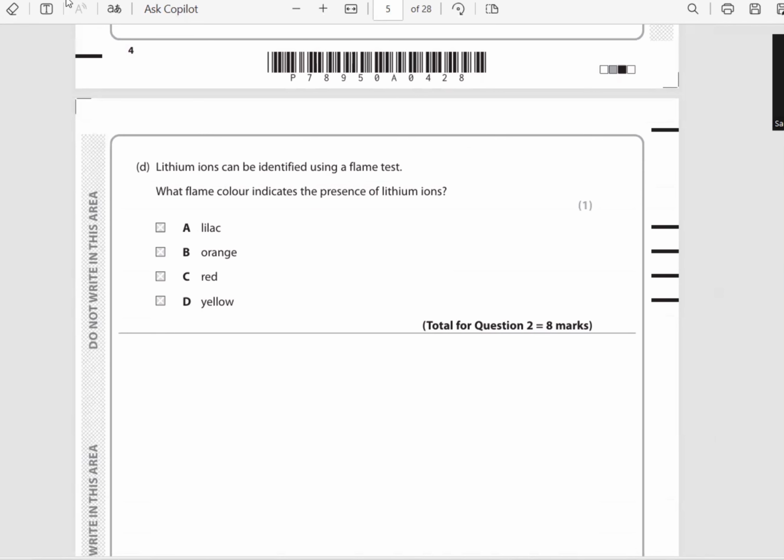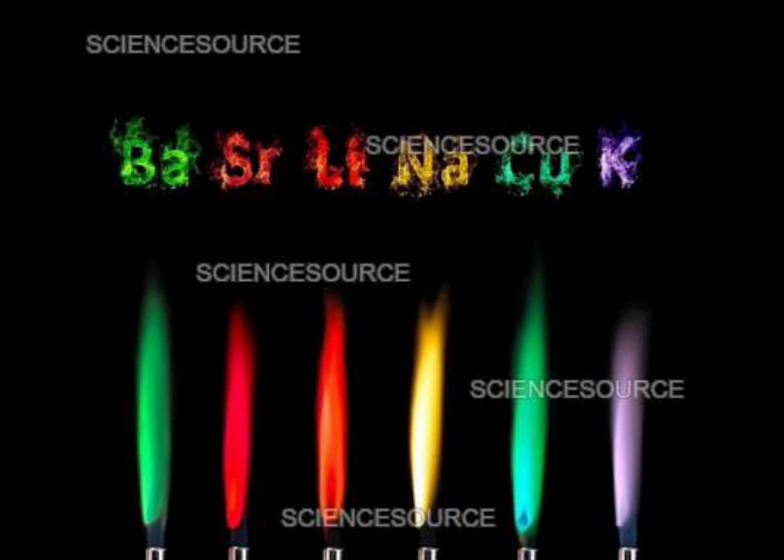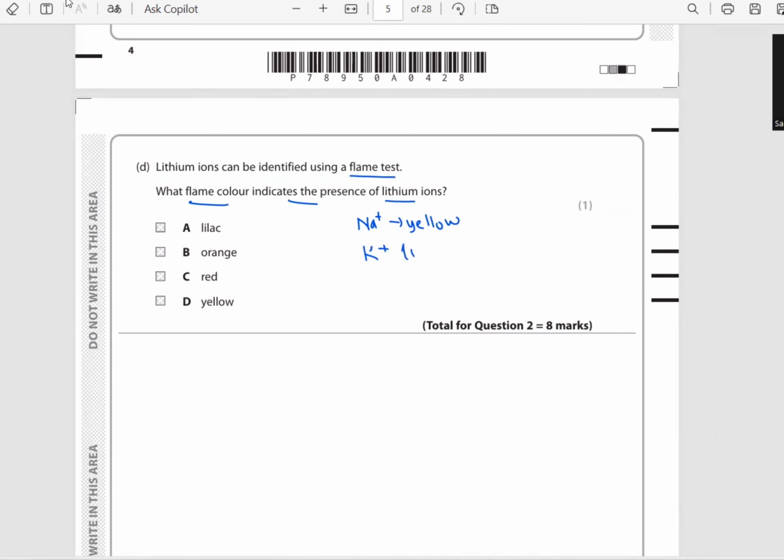Lithium can be identified by using a flame test. What flame color indicates the presence of lithium ions? Let's revise a few ions. Sodium ion, it gives yellow color. Potassium ion, lilac. Lithium, red. Copper, blue-green flame. Calcium, orange-red. So here you can easily choose the answer. It's red.